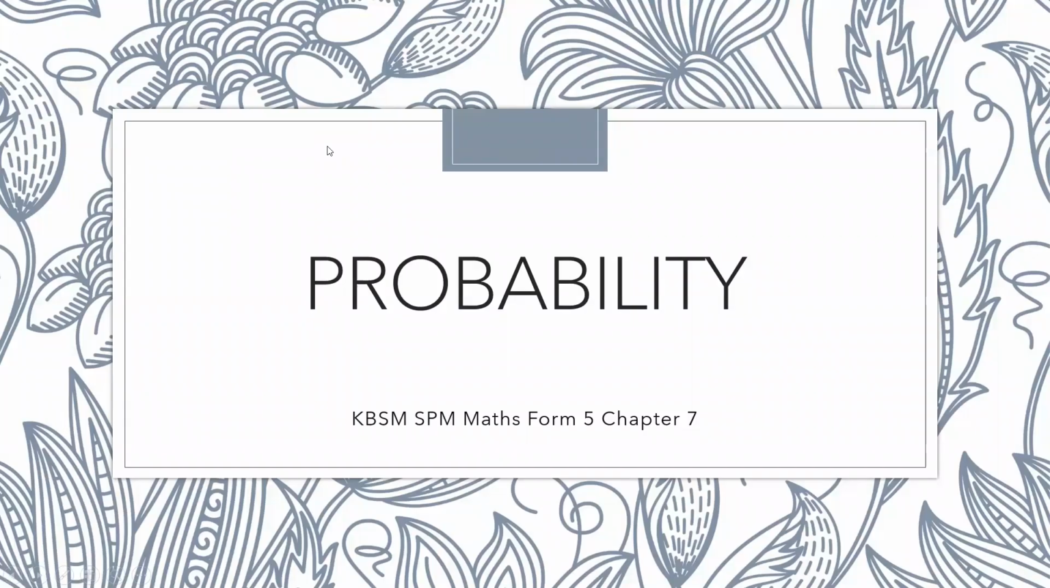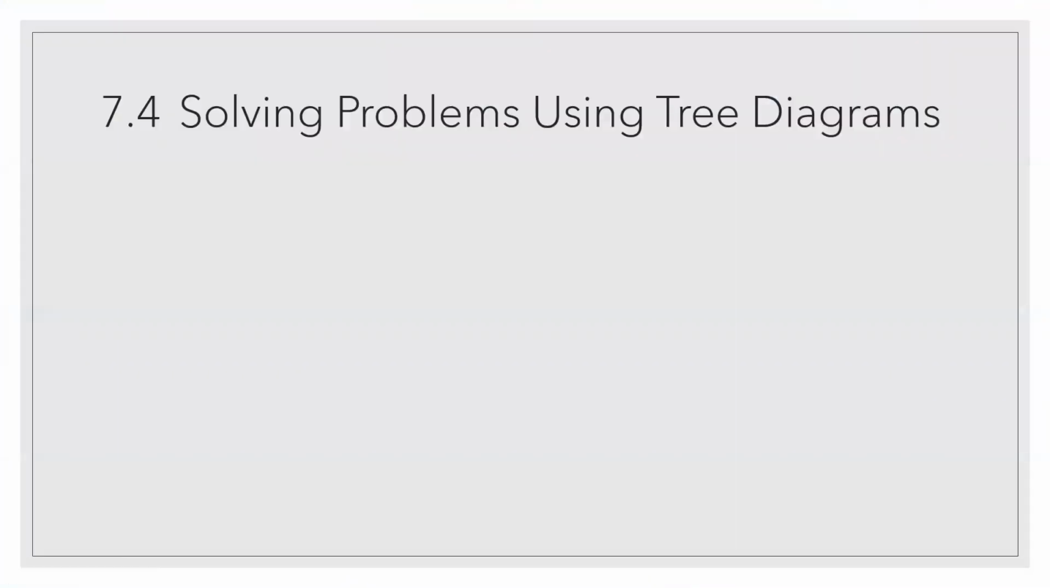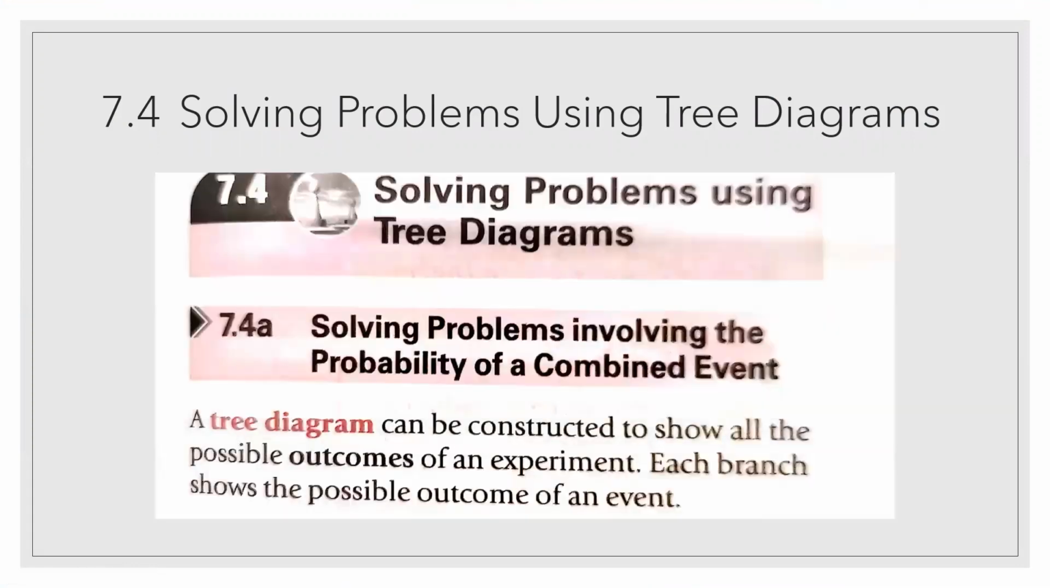Okay, so today we are going to learn the last part of probability, which is 7.4, solving problems using tree diagrams. A tree diagram can be constructed to show all the possible outcomes of an experiment. Each branch shows the possible outcome of an event. So let's take a look at the example.